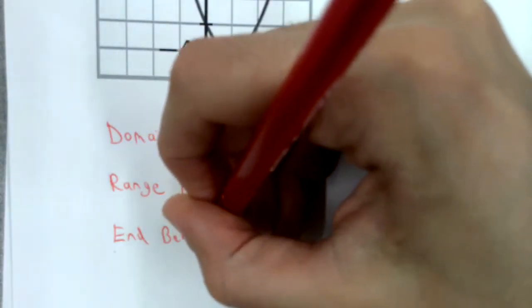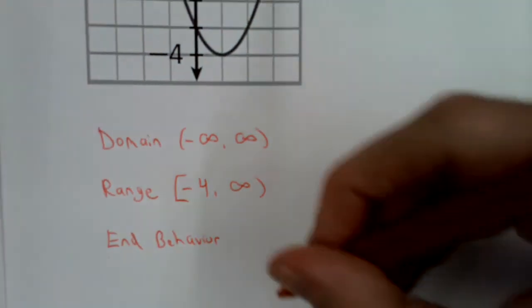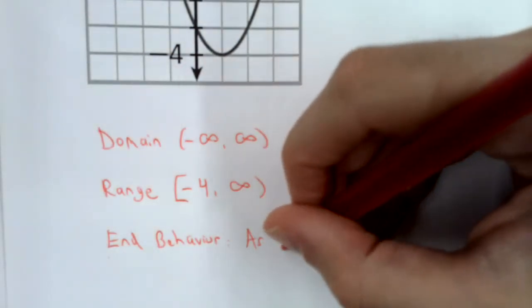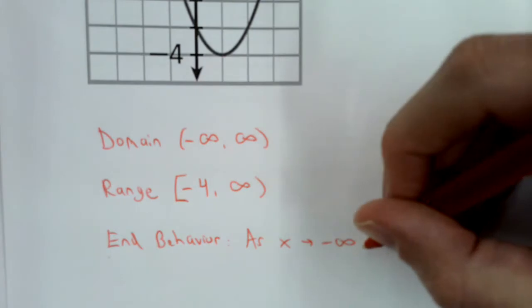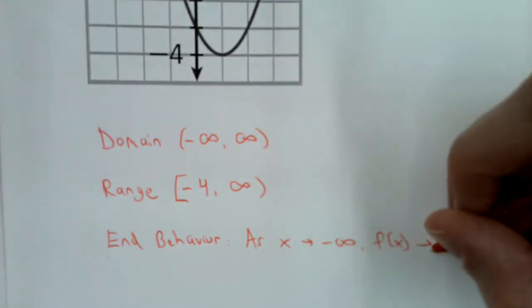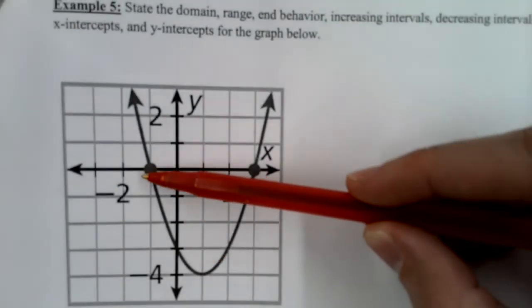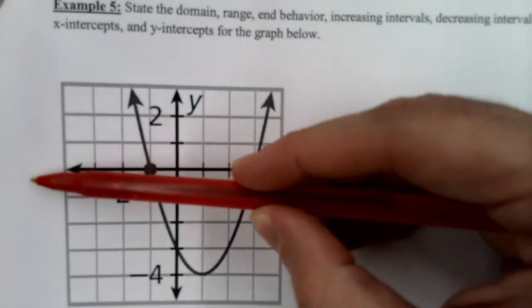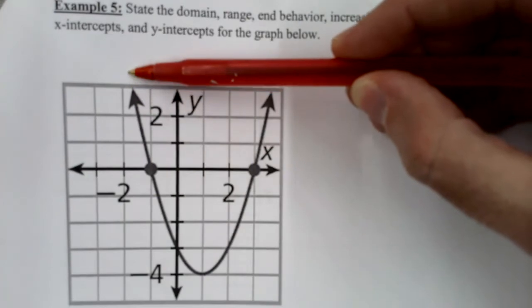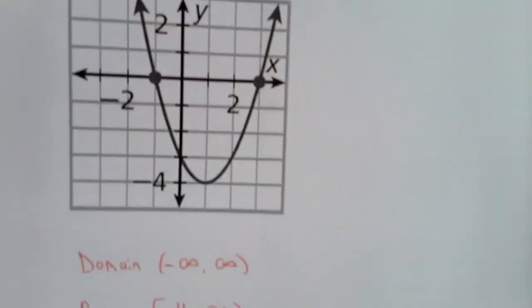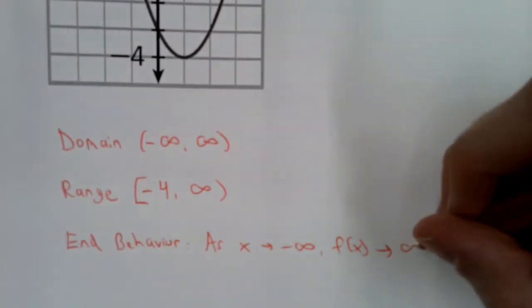Now let's do the end behavior. So the question is, as x approaches negative infinity, where is the graph approaching? So as x approaches negative infinity, as x gets smaller and smaller this way, the graph is going up and the graph is approaching positive infinity. So f of x is approaching positive infinity.